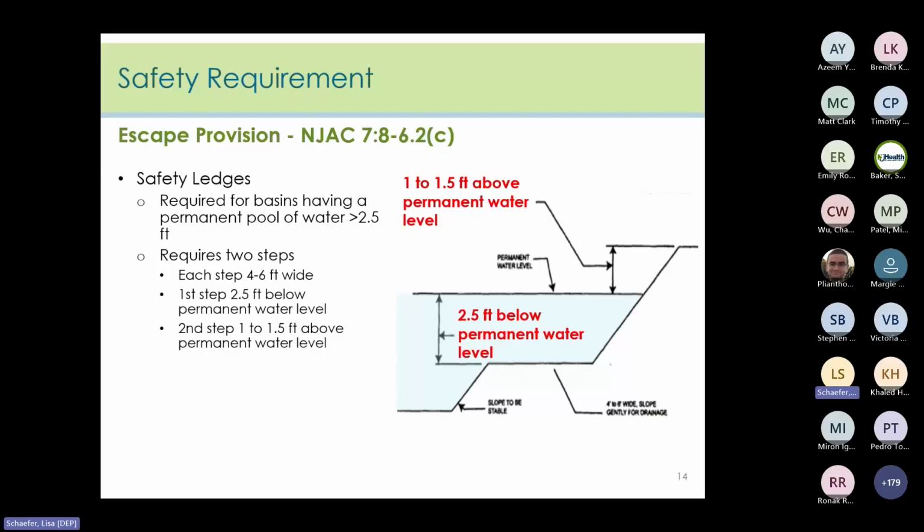So, when a wet pond or other BMP that has a permanent pool of water greater than 2.5 feet in depth is proposed, you also need to make sure that the design follows the rule requirements for the safety ledges. If not, then address this lack of information in your review letter.